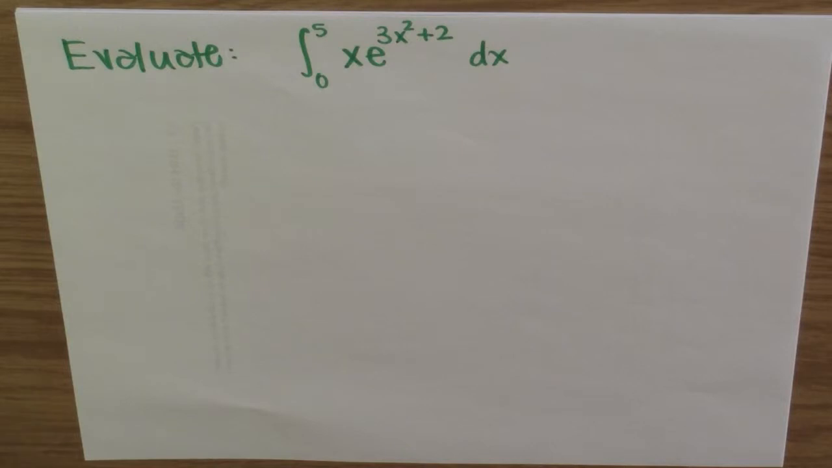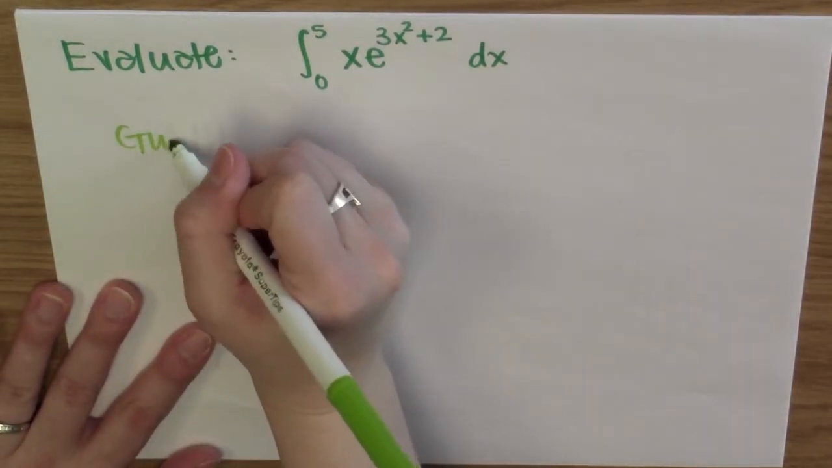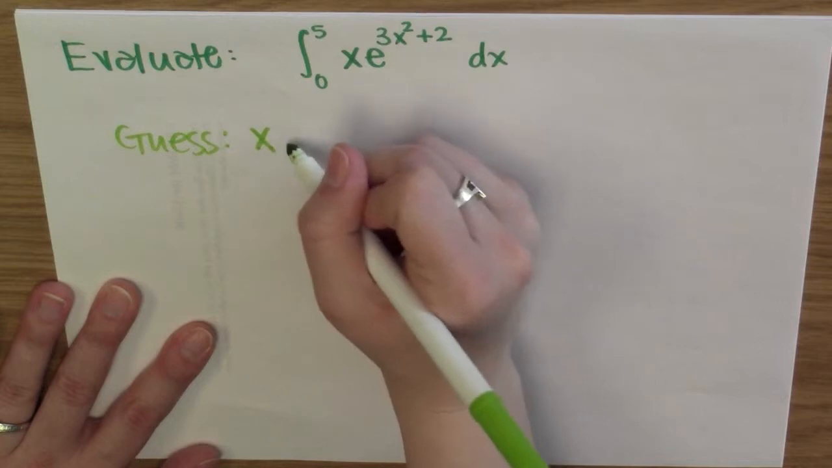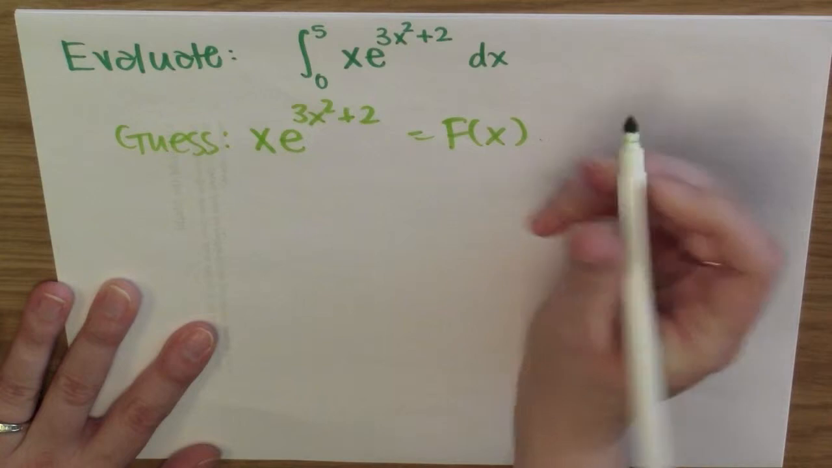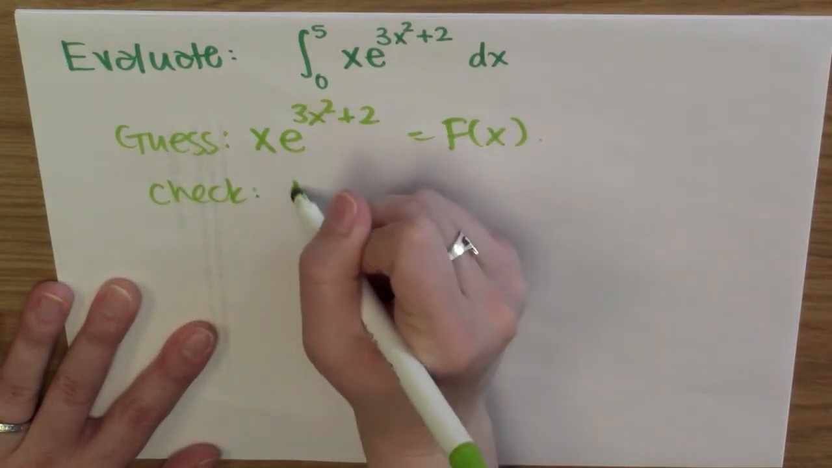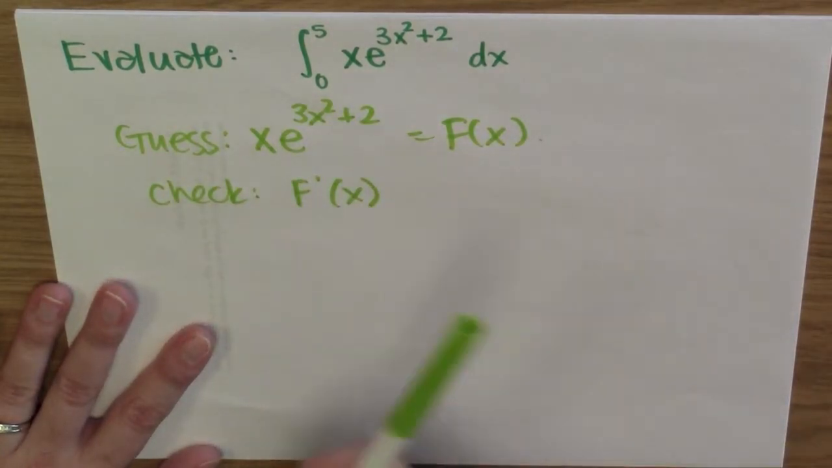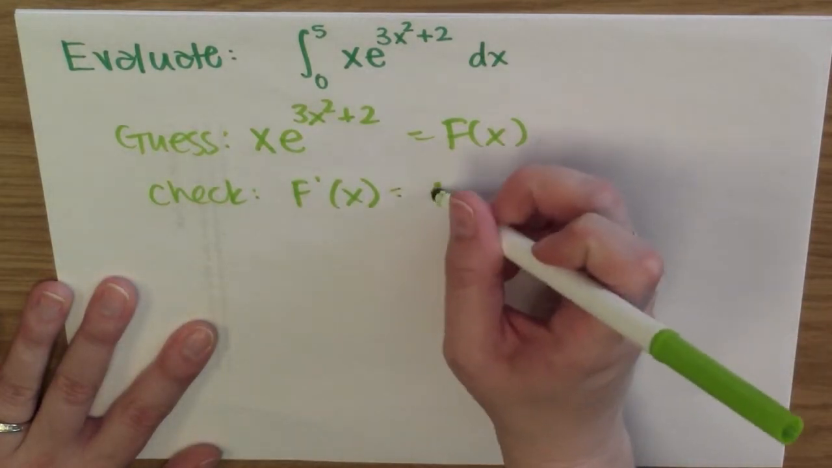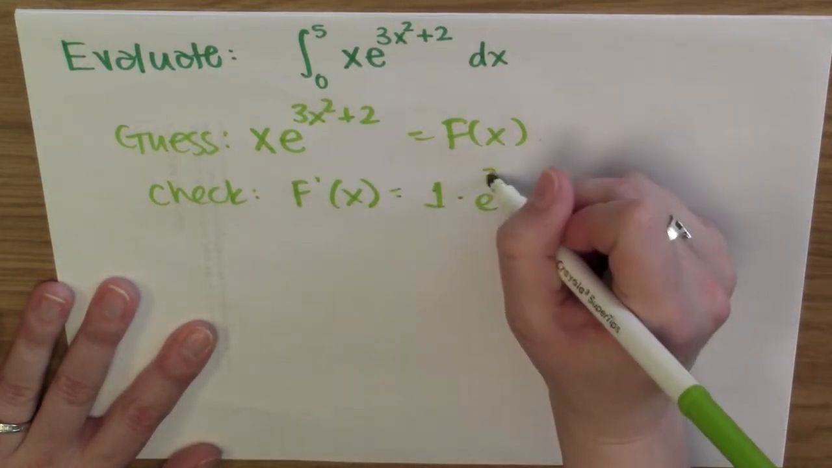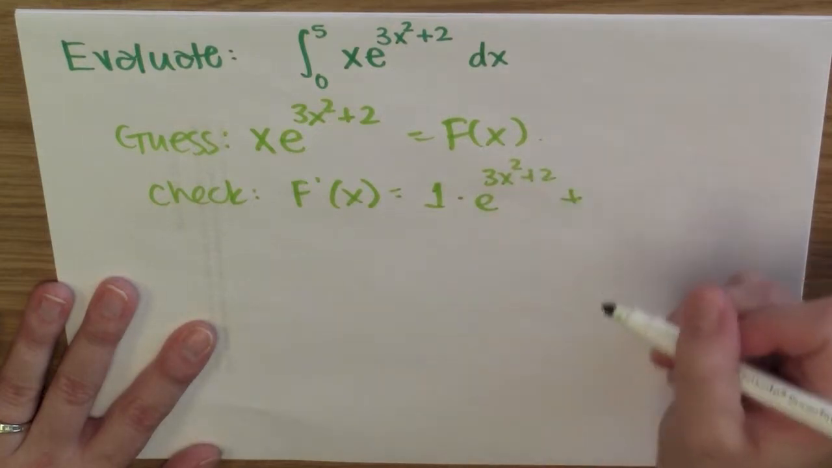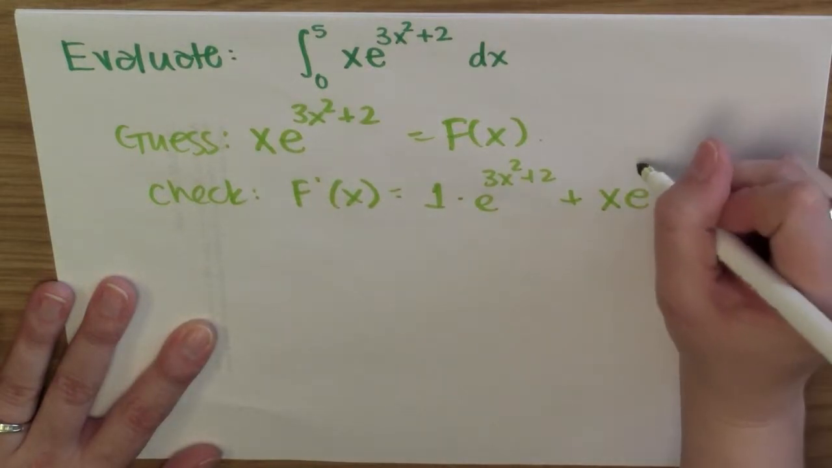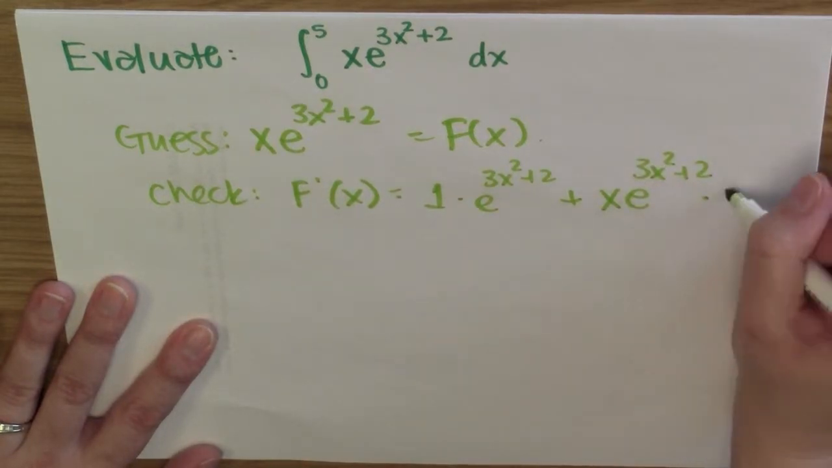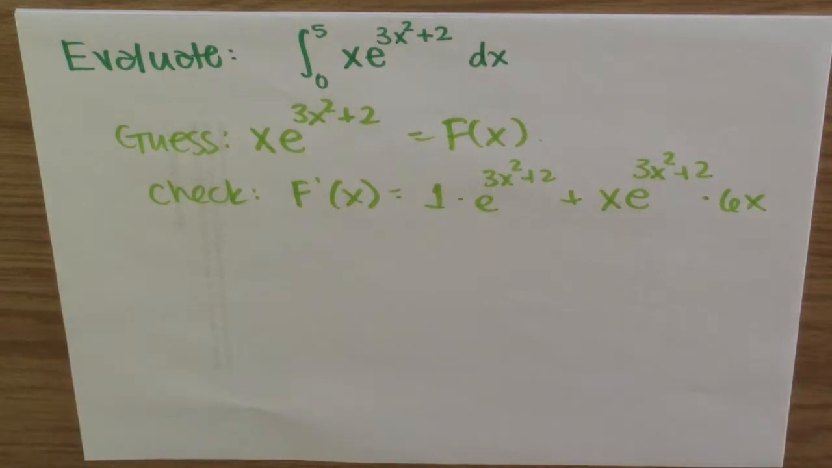I'm thinking about what the antiderivative might be, and so maybe my first guess is x times e to the 3x squared plus 2 for my antiderivative. Well, let's check and find out what's going on. So I take the derivative of this function. I take the derivative of the first thing, that's 1, times the second thing, e to the 3x squared plus 2, plus, using the product rule, x times the derivative of this, well, that's e to the 3x squared plus 2 times 6x.